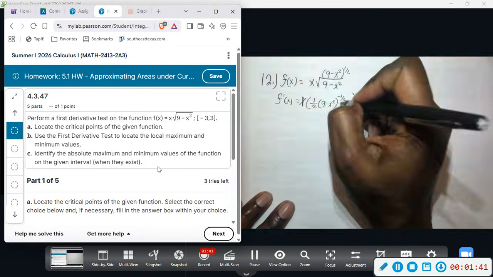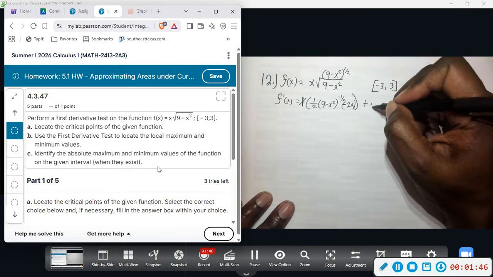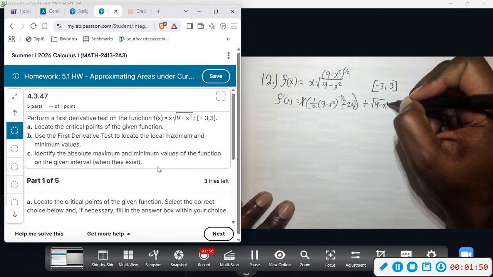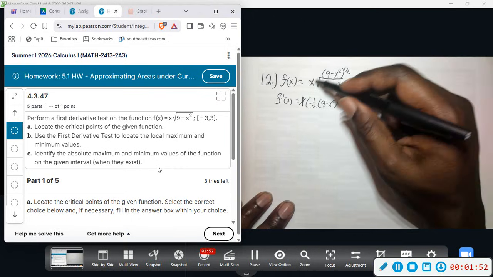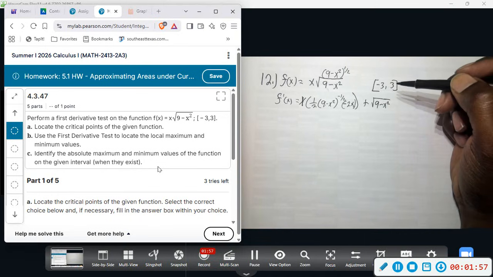All right, so first times the derivative of the second, plus the second, which is going to be the square root, times the derivative of the first. Derivative of x is 1, so this is all we have. All right, so we're going to simplify.